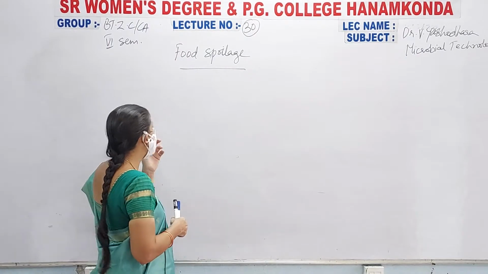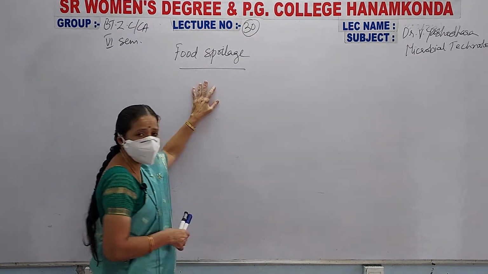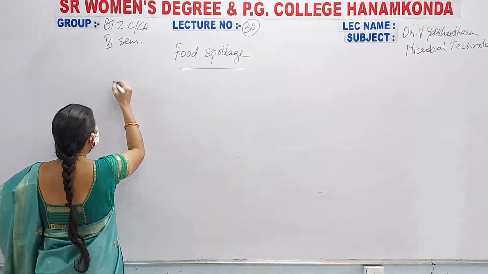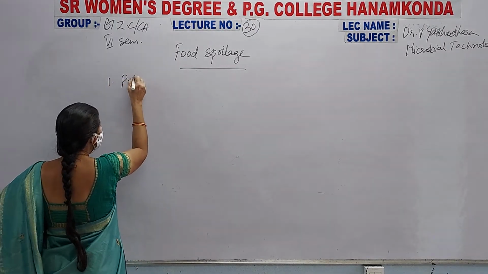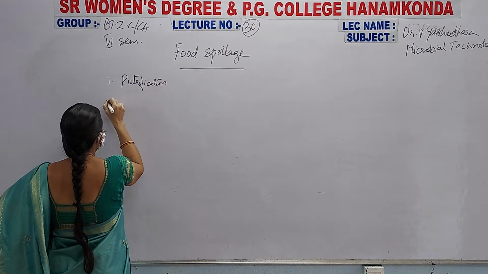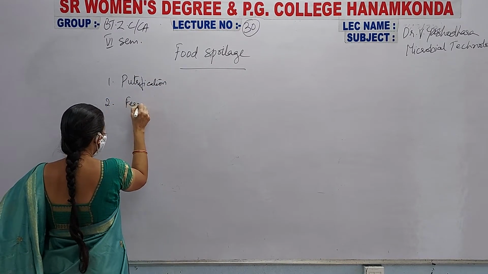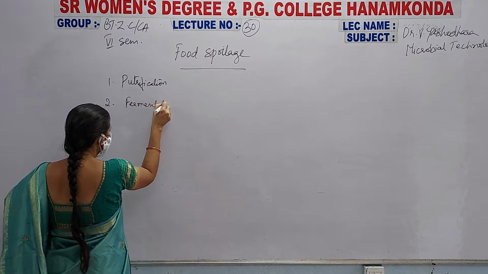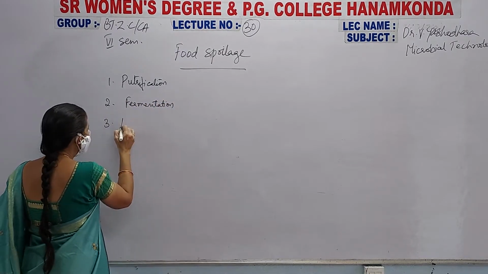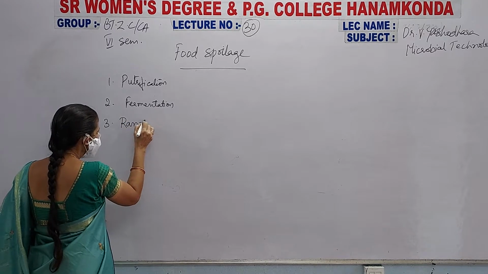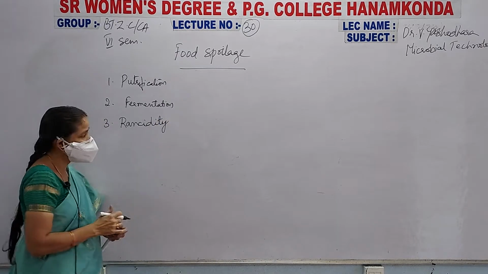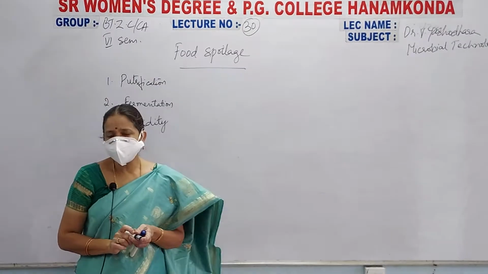Now coming to the next one, food spoilage can be caused by 3 methods. One is putrefaction, second one is fermentation, and the third one is rancidity. These are the 3 methods by which your food can be spoiled.